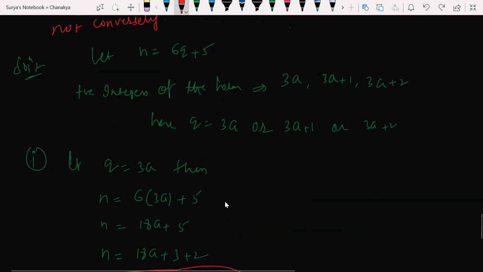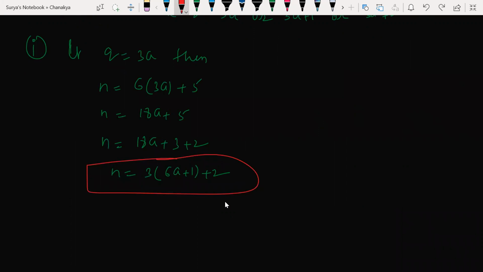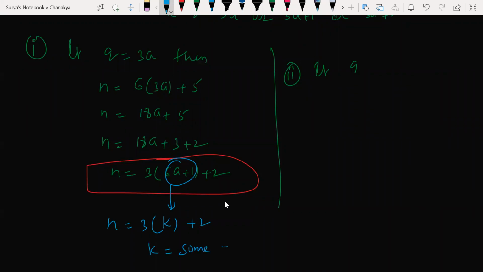Next, I'll take one other case. You can write it better like this. Here, n is equal to 3 into, you take this as any number, I'm giving this name k, plus 2, where k is some integer or not? Yes. So that is what he has asked us to prove.